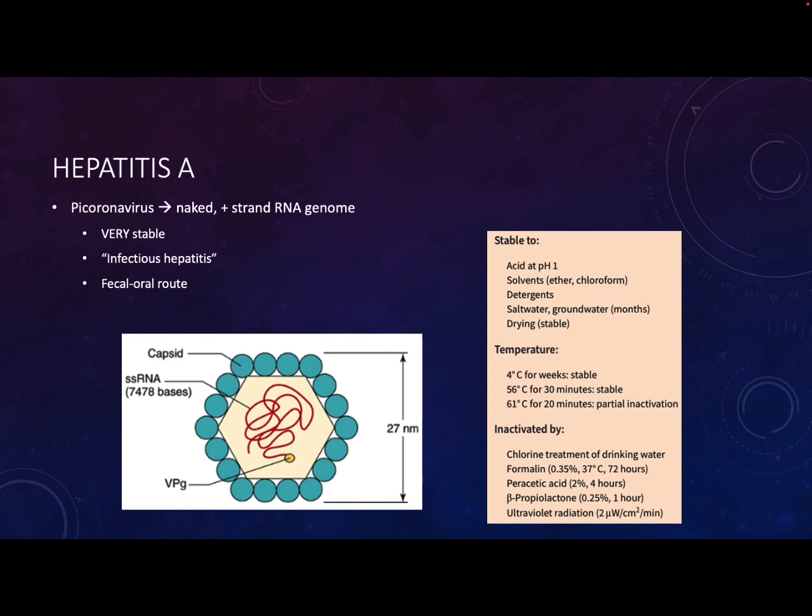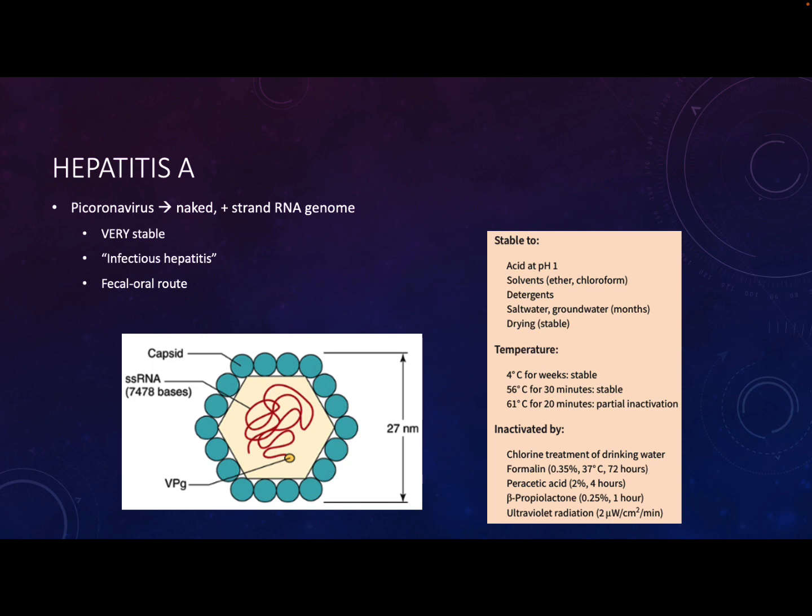So hepatitis A is one of the picornaviruses. It's a naked, positive-sense, single-stranded RNA genome. So think back to your picornaviruses like rhinovirus and polio. It is very stable because it doesn't have an envelope. It's naked. It is sometimes called infectious hepatitis. It is transmitted through the fecal-oral route and is sometimes associated with foodborne illness, especially outbreaks in restaurants if there's a member of the staff who is infected and has bad hygiene.